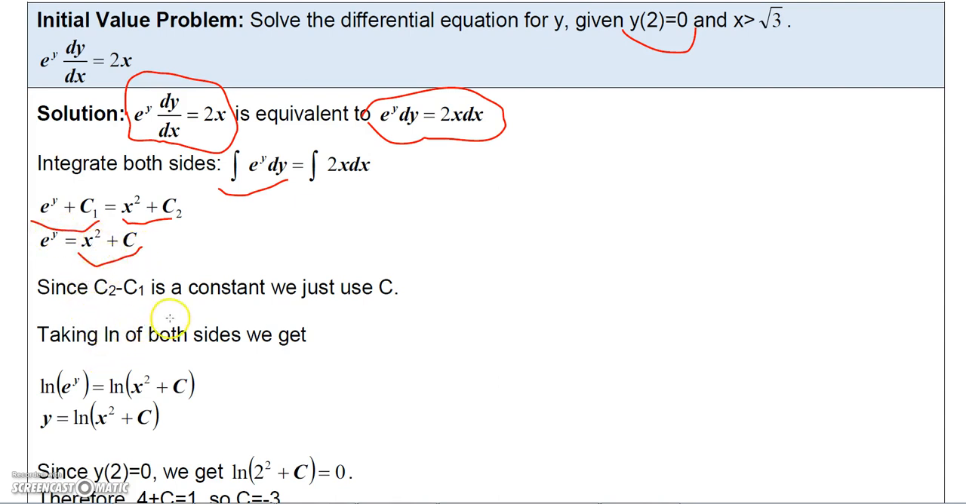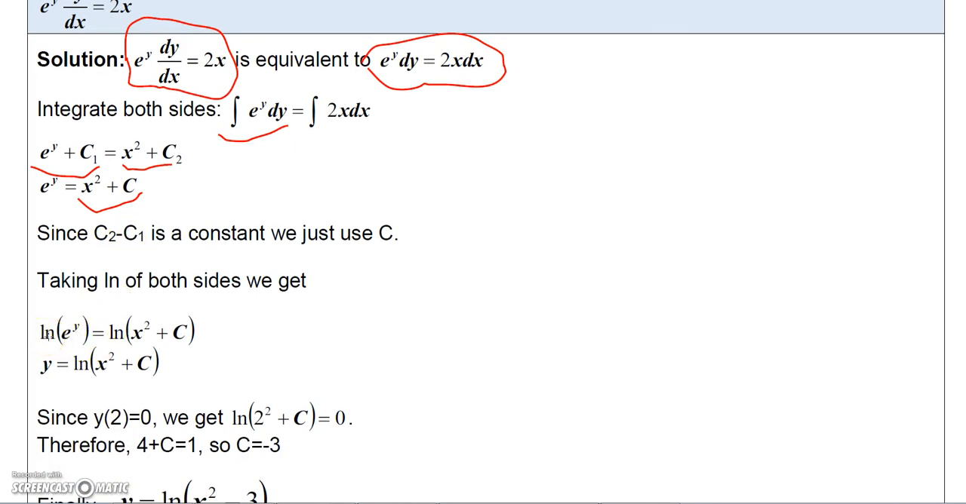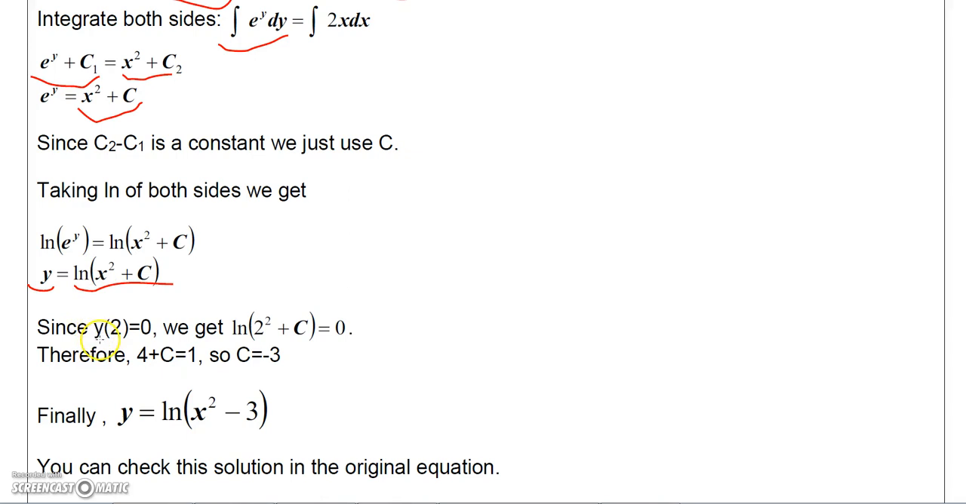Now I can take the log of both sides. So remember, I want to solve for y, so I want to take the log of both sides. So I'll take the natural log of e to the y, and the natural log of e to anything is just that thing, so the natural log of e to the y is just y, and so y would equal the natural log of x squared plus c. Okay, so now remember, we were given that if x is 2, y is 0. So now we can plug 2 in here for x and get the natural log of 2 squared plus c, and we know that has to equal y, which is 0.